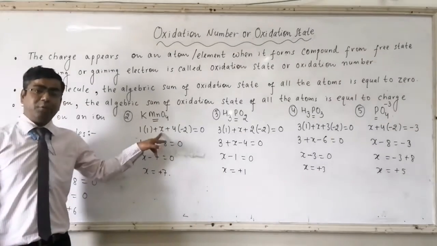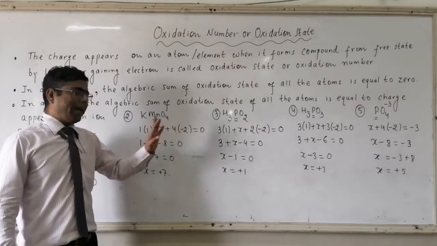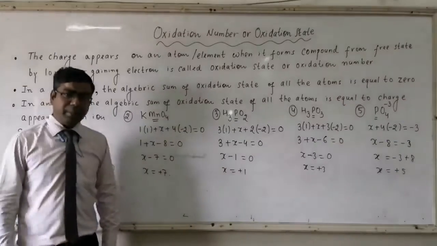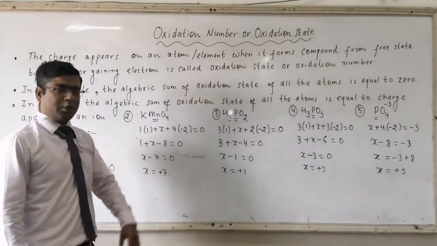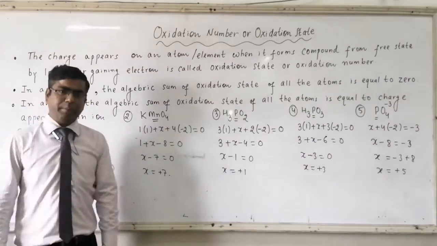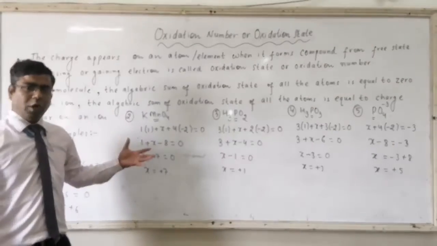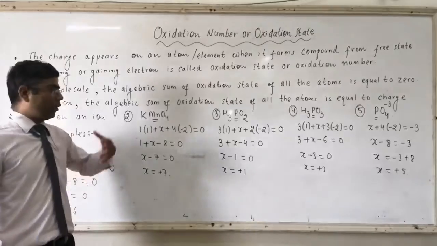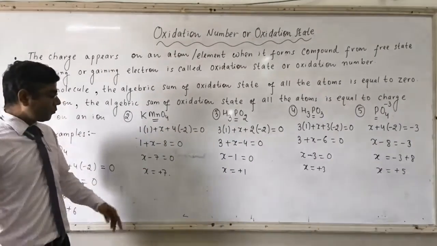Plus X, because we have to calculate for manganese. Then plus 4 into -2, because 4 atoms of O are there, and oxygen in most of the cases exhibits -2 state. So 4 into -2 equals to 0, because it is a molecule. The algebraic sum of oxidation states of all the atoms will be equal to 0 in a molecule or a compound, because a molecule is neutral.